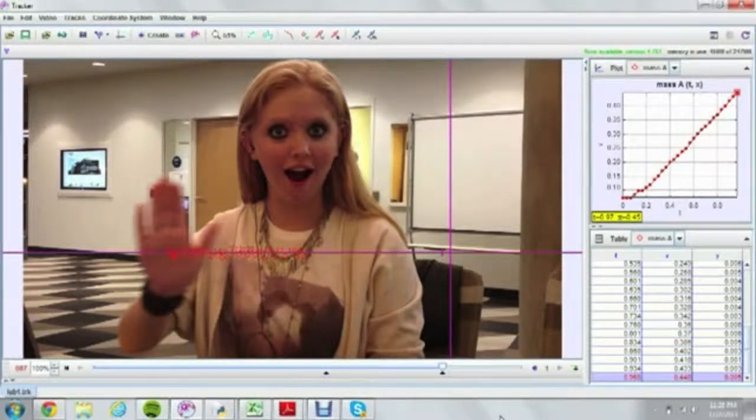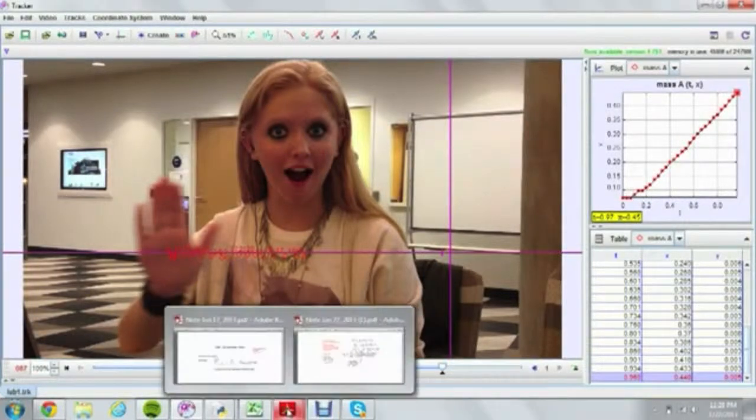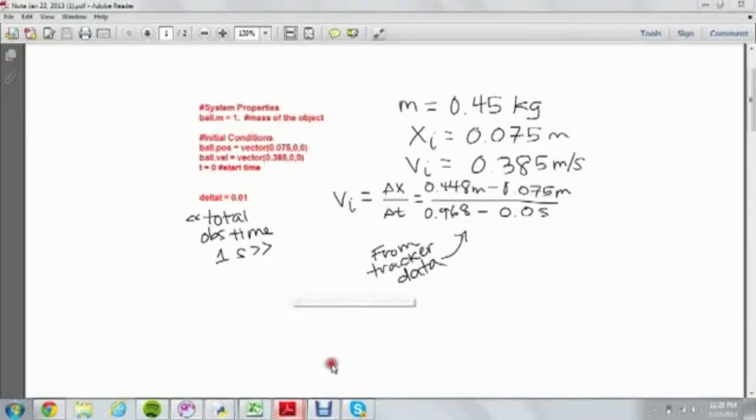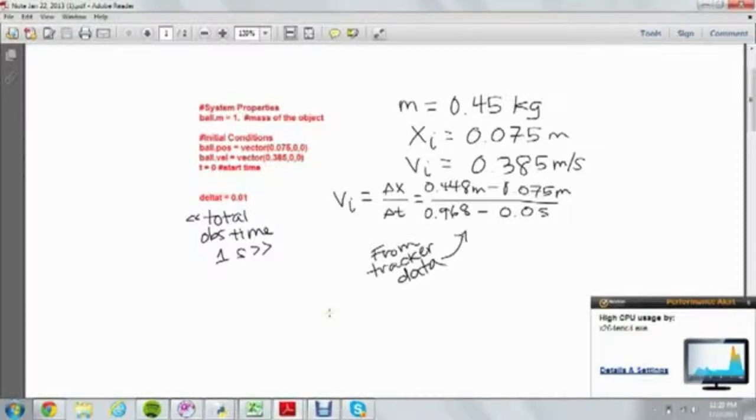To predict the motion, I needed the mass of her hand, which I took to be 0.45 kilograms. I used the initial position of the ball, which I got from the analysis of the first frame of the video. The average velocity I estimated by taking delta x over the entire video clip. That is the final position minus the initial position, and divided that by the total time of the video clip, which is about 1 second. That gave me the estimate of the initial velocity.